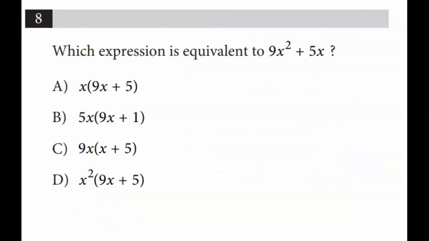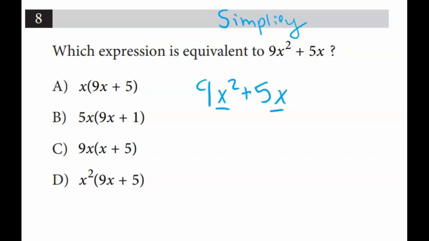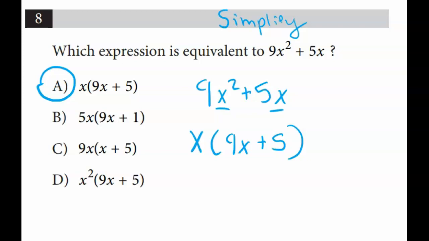All right, number 8. Which expression is equivalent to 9x squared plus 5x? All right, so immediately I see they want us to simplify this. So how do we do that? Well, we take the equation 9x squared plus 5x, and we find what they have in common. So they both have x, and they have no multiples. So 9 can't go into 5, and 5 can't go into 9. So let's just take out the x first, and we get x times (9x plus 5). And that cannot be further simplified. So we know that A is going to be the correct answer for number 8.